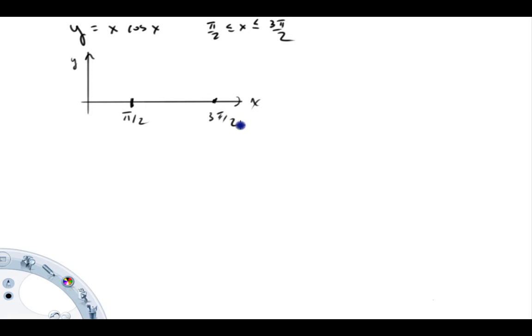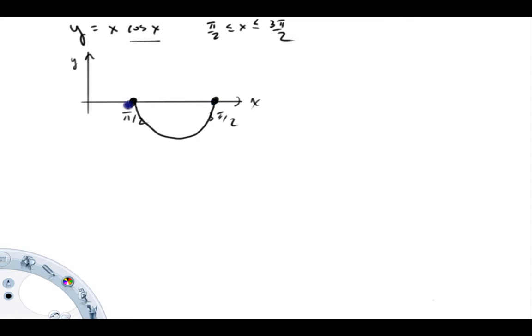Now, x cosine x, the cosine function takes on a value of 0 at pi over 2. So I know this point goes through here. The cosine of 3 pi over 2 is also 0. And on the interval pi over 2 to 3 pi over 2, the cosine function is negative. So the graph in this region is probably looking maybe something like this. Exact shape not important.